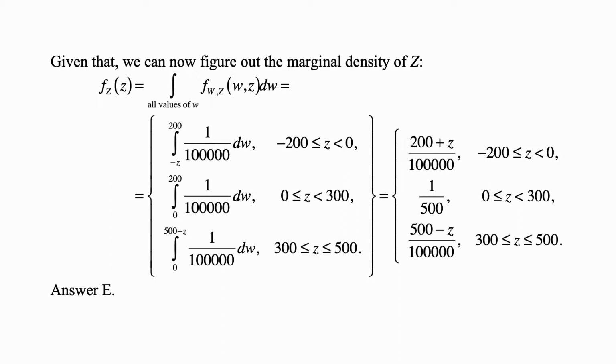So all we need to do is just take the length of each interval and multiply it by 1 over 100,000. So it's 200 plus z over 100,000 for z between negative 200 and 0, 1 over 500 for z between 0 and 300, and 500 minus z over 100,000 for z between 300 and 500, which is answer E. We have completed the solution the first possible way.